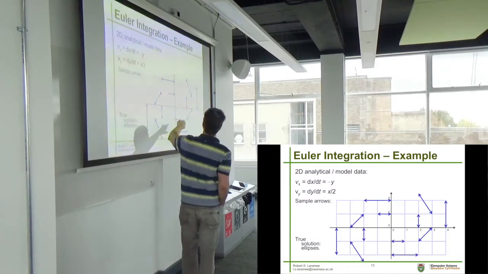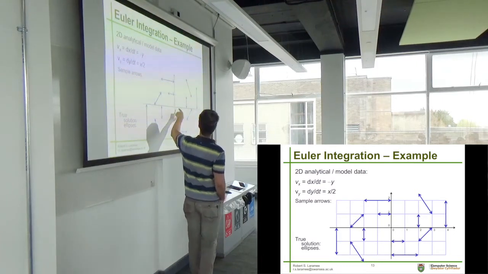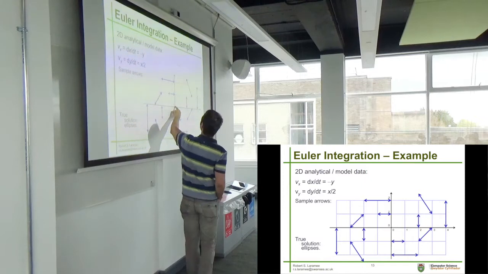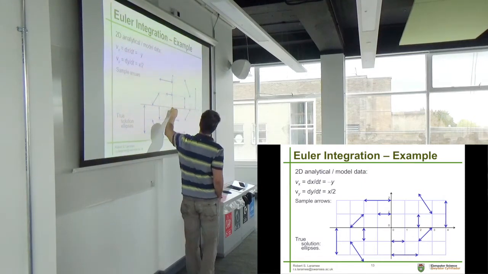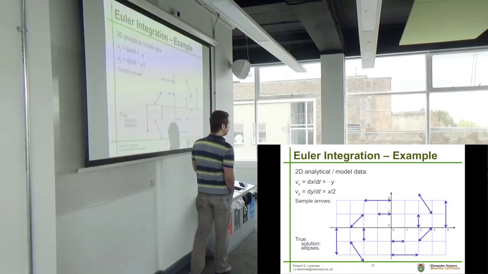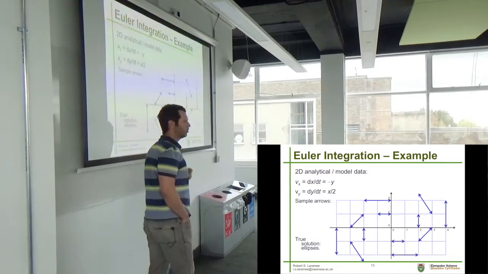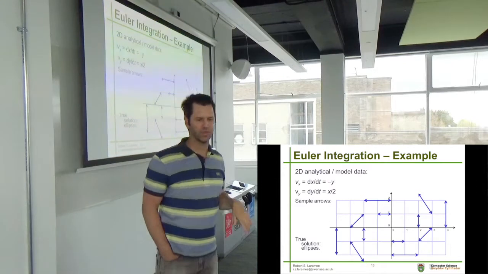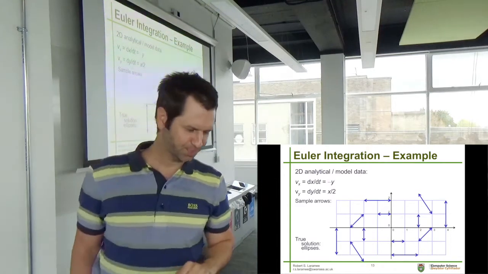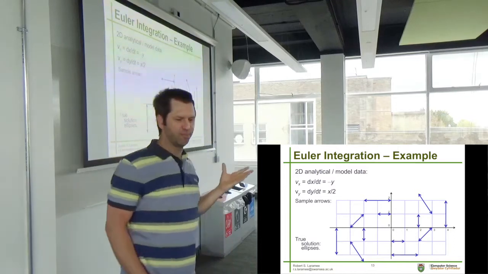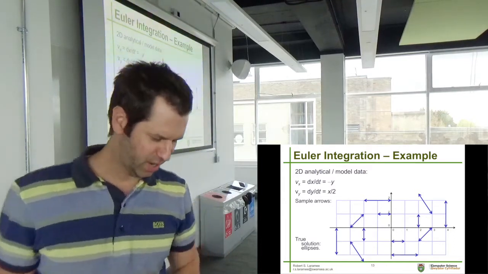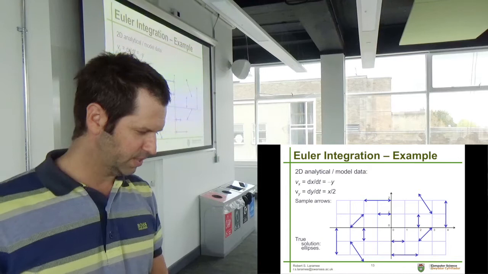And as you get to the origin, it's 0, right? So it's 0 at the origin. And the further away you get from the origin, the greater the magnitude is. Right? And that's our input vector field. It's an analytical vector field.